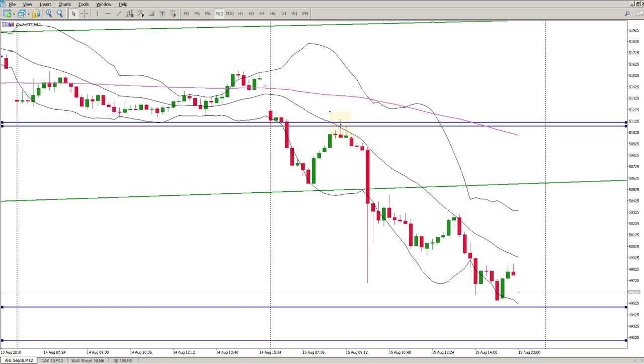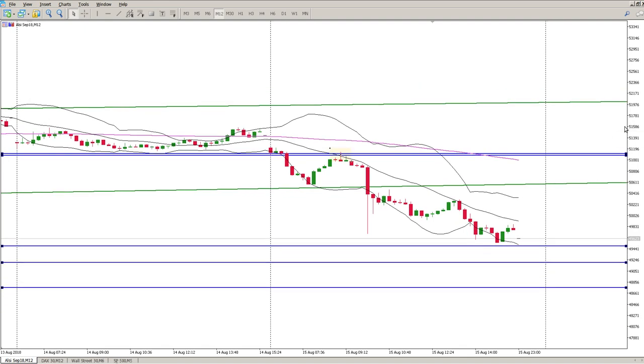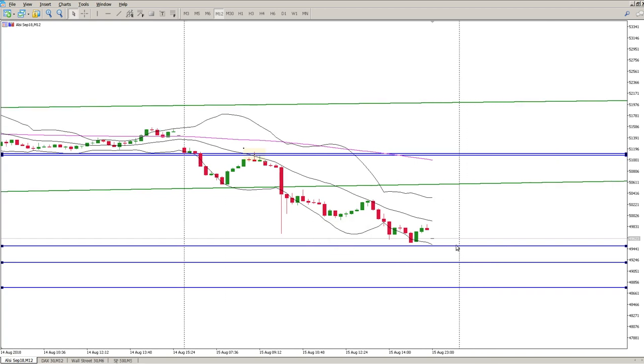I don't really expect us to move much more to the downside, but we should find some support on one of these levels, and those levels are going to be 49,490, 49,200, and 48,760. So if we do move to the downside, that's what I would expect.